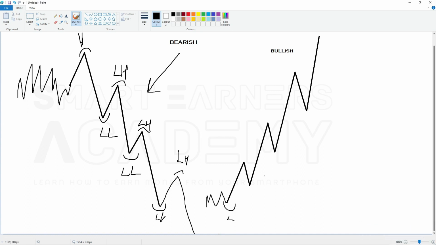Let me just get rid of this. Let's just say this is a low. Following this, we have a high, right? But what kind of high is this? This is a higher high. Why is this a higher high?